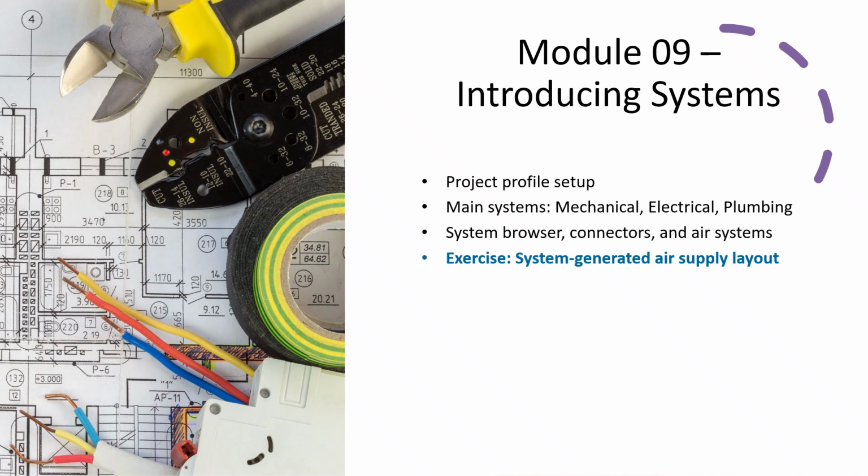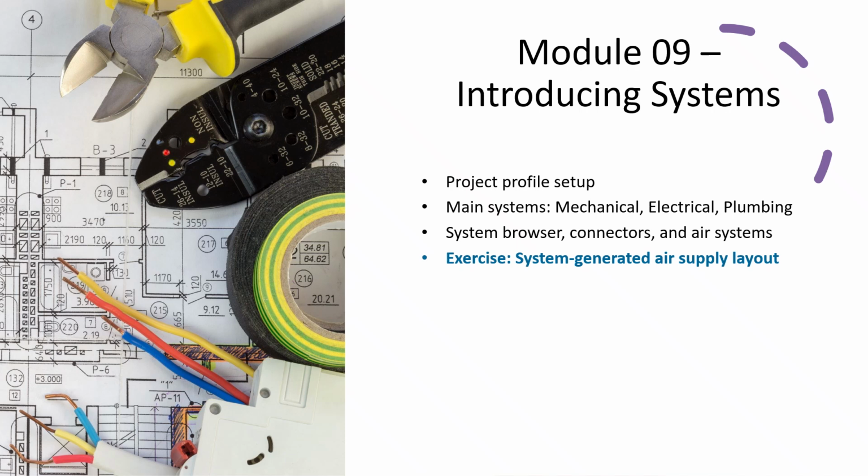Next, we explore the main systems: mechanical, electrical, and piping. Each of these has its own logic, connectors, and flow paths. And Revit allows us to model them with precision and coordination. We then dive into the system browser, which gives us a structured view of all active systems in the project. We'll also look at connectors, the key to linking components, and how air systems are generated and managed.